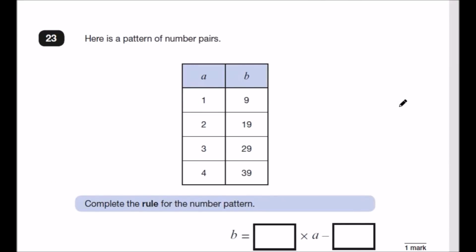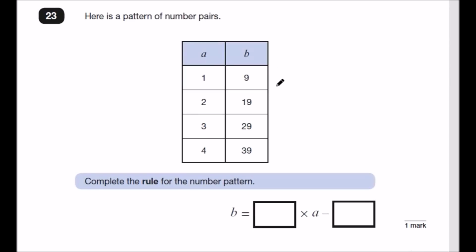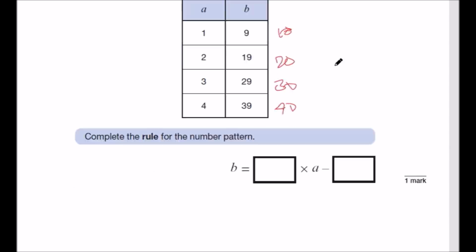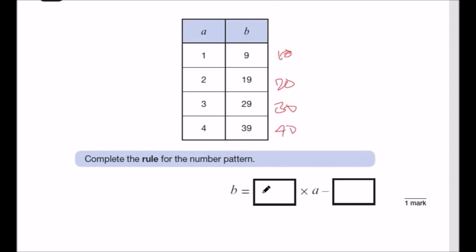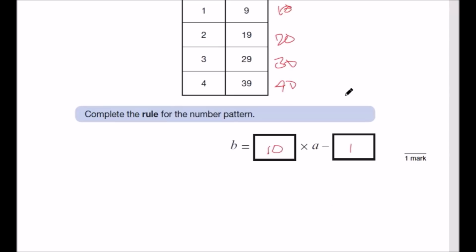So here is a pattern of number pairs. A and B, so 1 and 9 go together, 2 and 19, 3 and 29. So you can see the B's all end in 9s and A goes up in 1s. Complete the rule for the number pattern. So B would equal, let's have a look. Actually, I can see a pattern. If we round these up to 10, this would be 10, 20, 30, and 40. All they really did is multiply A by 10 and subtract 1 every time. So B would be 10 times A minus 1. That would be the formula.